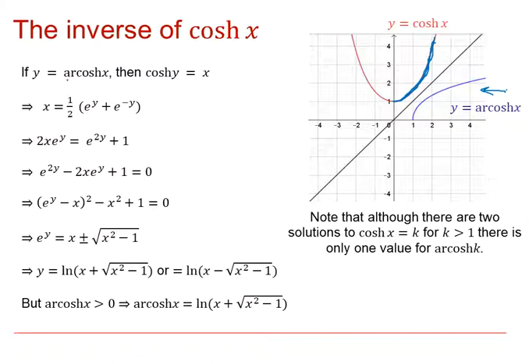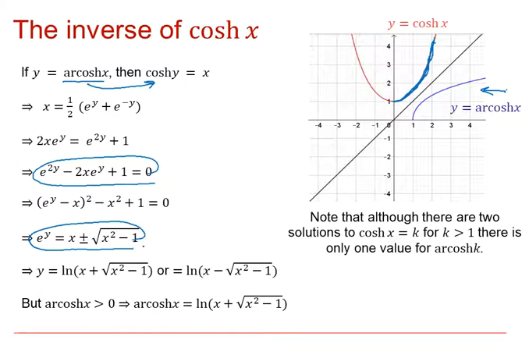And again, arcosh y equals arcosh x has been rewritten as cosh y equals x, followed by the definition of cosh y, and then we can create this quadratic in e to the y. Completing the square gives us e to the y here, and we get y equals the two possible answers, ln of x plus the square root of x squared minus 1, or ln of x minus the square root of x squared minus 1.